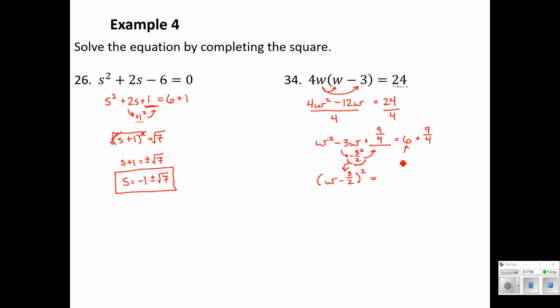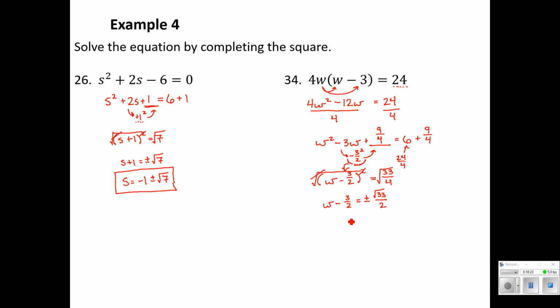And then 6, well, that's 24 over 4. 24 plus 9 is 33/4, if I set that up to add with the common denominator. And now we're ready to square root both sides. We've got our expression squared, so we can square root it to undo. W minus 3 halves equals plus or minus square root of the top, that doesn't simplify, over square root of the bottom. Oh, nice, we've got common denominators.